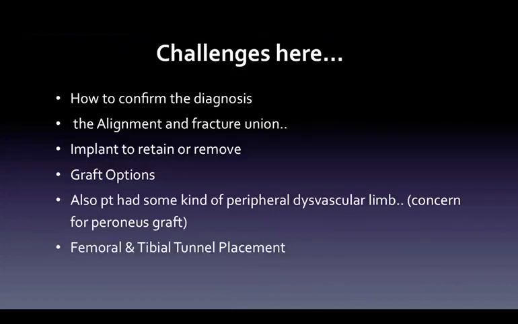So what are the challenges here? How do we confirm the MRI diagnosis? Can we take an MRI here, or do we need to do something else? When we have to assess whether the fracture is united, can we remove the entire implant or do we have to do a partial implant removal and then plan for the reconstructive procedures? Also, this patient had a kind of peripheral dysvascular limb, so taking a peroneus graft was also a concern in this patient.